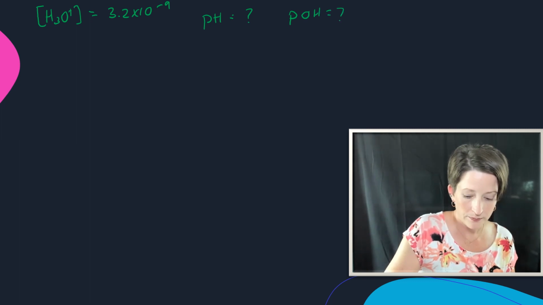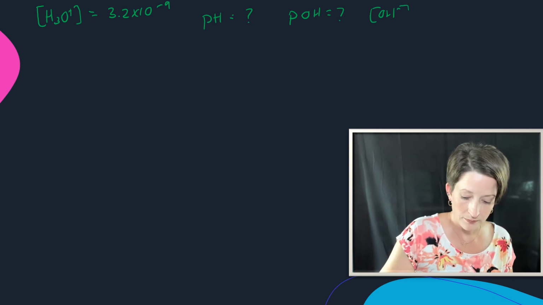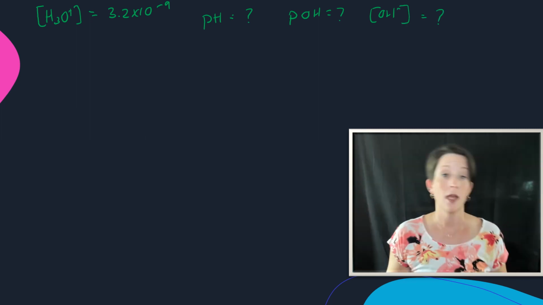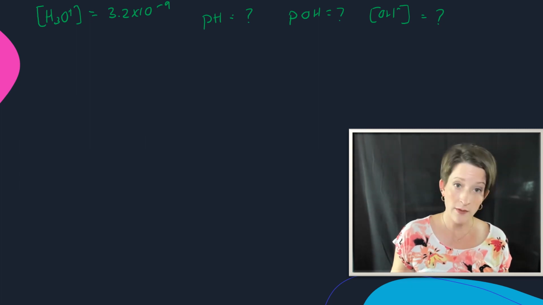Let's run through some calculations. All right, so if we know the hydronium ion or hydrogen ion concentration to be 3.2 times 10 to the negative 9, what is the pH, pOH, and hydroxide ion concentration? So you can go through this a couple different routes, right? So solving the first one.